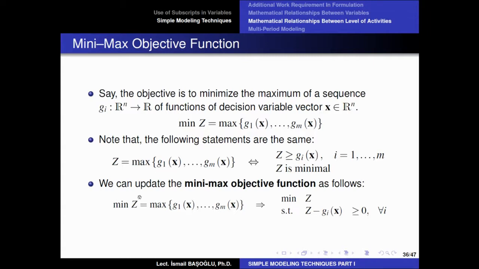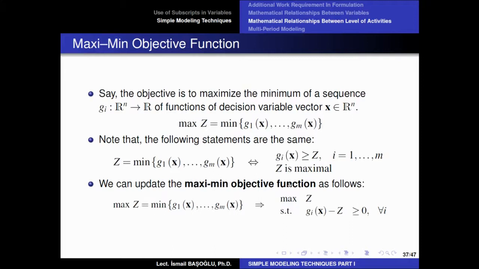However, it is possible that instead of writing our mathematical model like this, we can simply convert it into that one. We can simply say we are trying to minimize a single value, where this single value minus each of the components in this maximum function is going to be greater than or equal to 0. Now, if these gi are linear functions, in that case, we are going to have a linear programming model here. Now, a similar situation can also go for the maxi-min objective function.